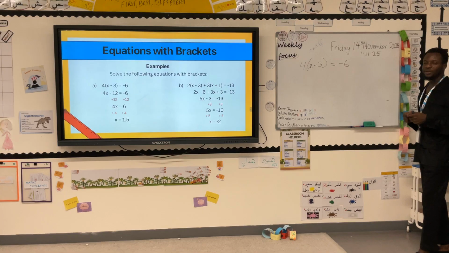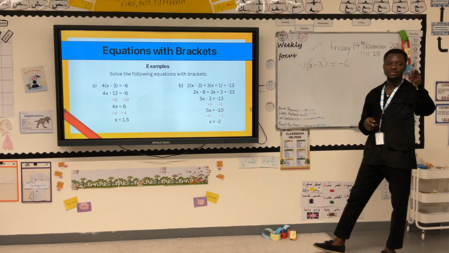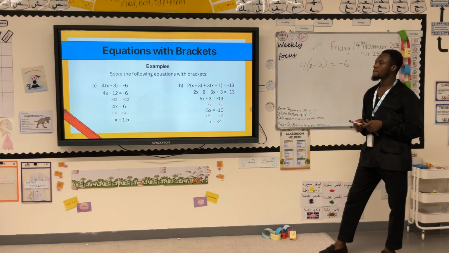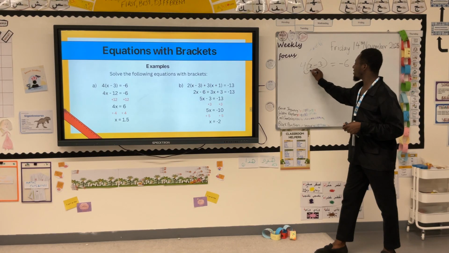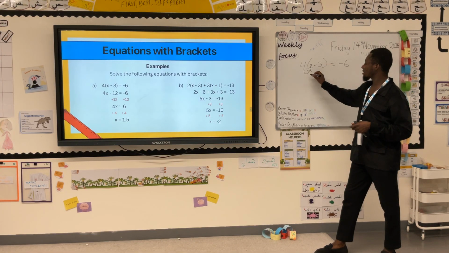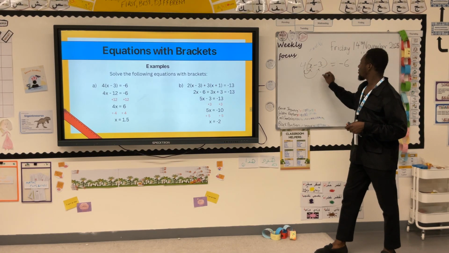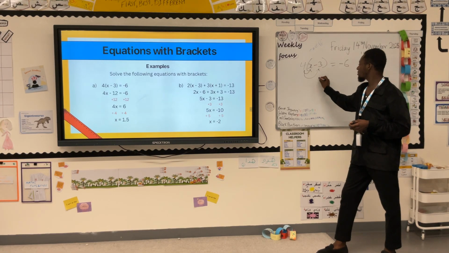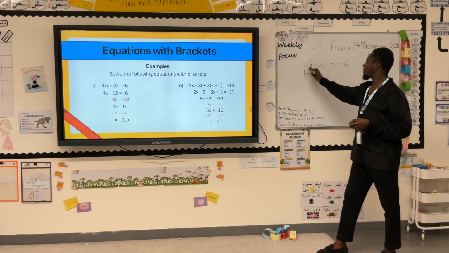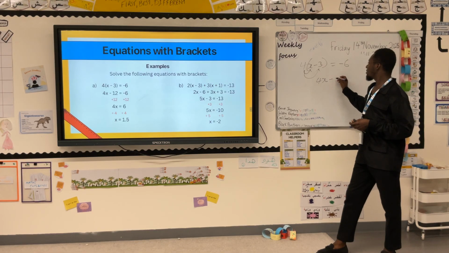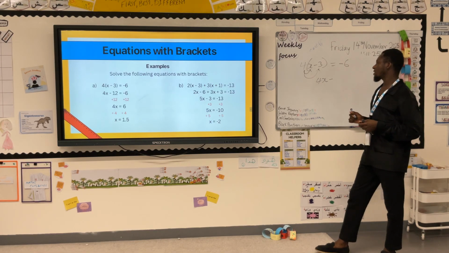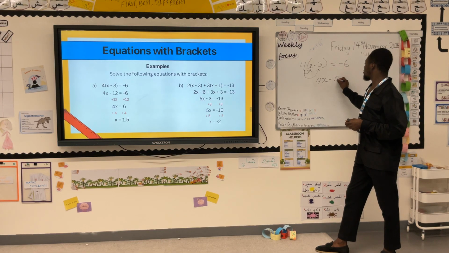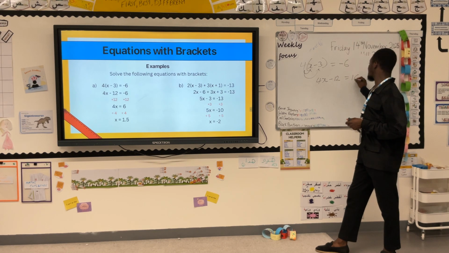Okay, how do we expand to remove the bracket? Yes, Leah. So you multiply 4 by whatever is in the bracket. So this times the x, and then 4 again, multiplied by negative 3. So 4 times x will give us 4x, and then 4 times 3 will give us, because there is a minus, take note of the minus sign, 12 equals to negative 6.